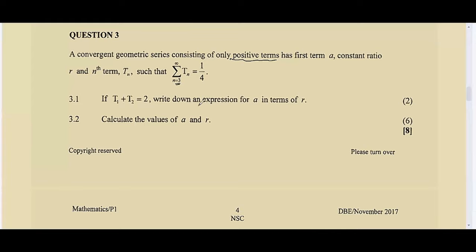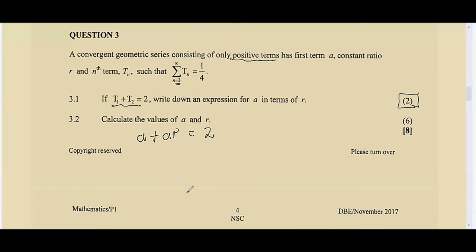Then it says write down an expression for A in terms of R. Now, looking at the marks, we can see that we do not have to sweat a lot here. This is only 2 marks, right? So we know that when we are given something like this, we have to express it in mathematical form, where we understand that T1 is represented by the letter A and T2 is represented by AR. Right, then this is equal to 2.